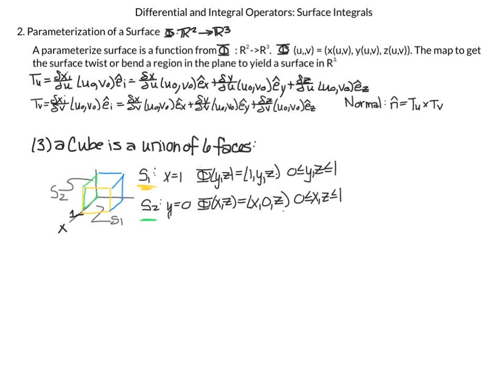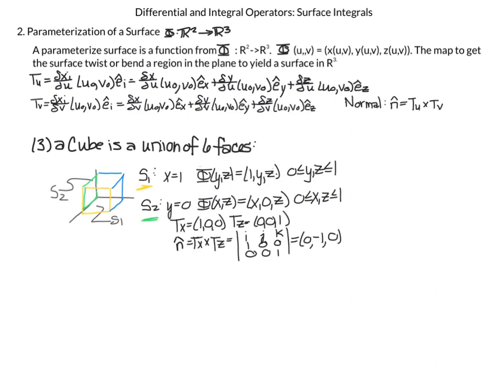S2, this surface here is at y equals 0, so our phi then is going to be dependent on x and z, and it's all the coordinates x, y is equal to 0, and z, where x and z vary between 0 and 1. And I went ahead and I did my calculation for the normal vector for S2, that's the green. So my partial derivative with respect to my first variable x is equal to 1, 0, 0. Partial derivative with respect to my second variable, that's z, is 0, 0, 1.